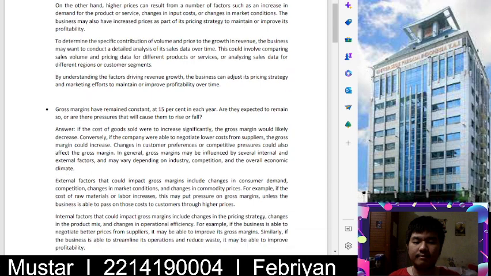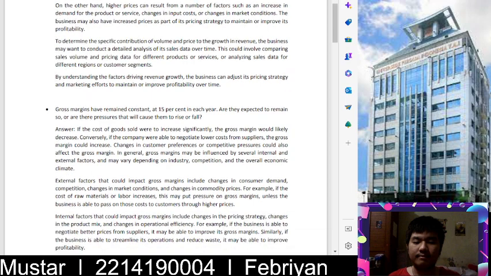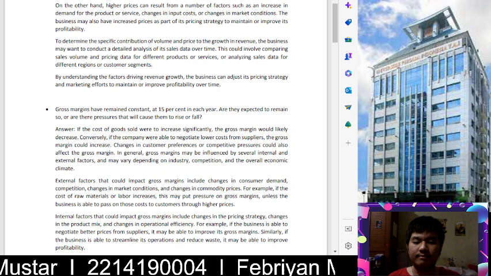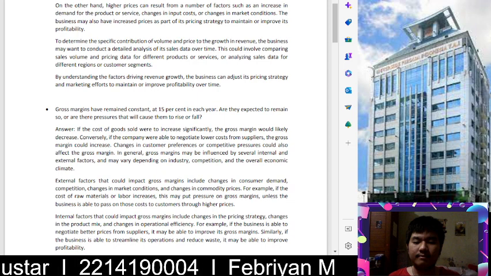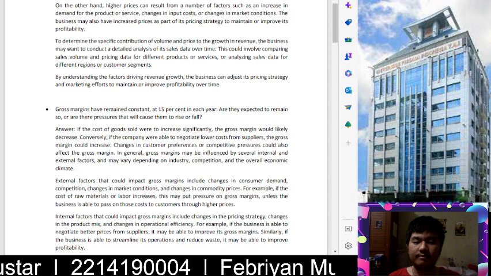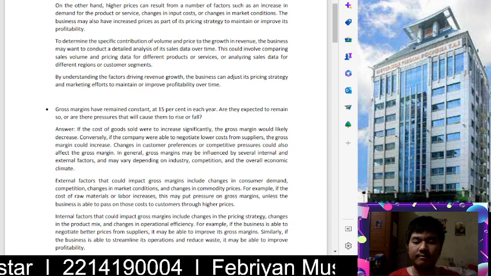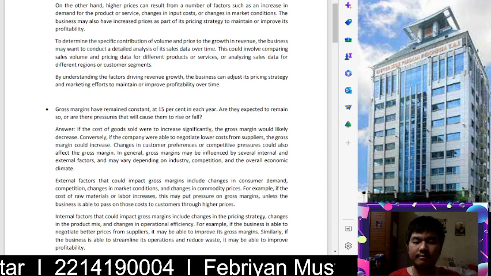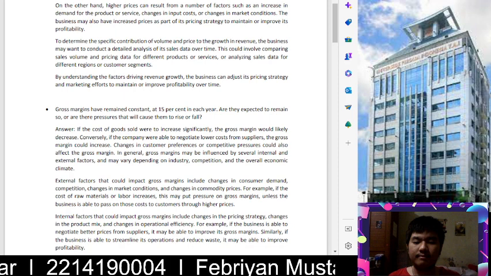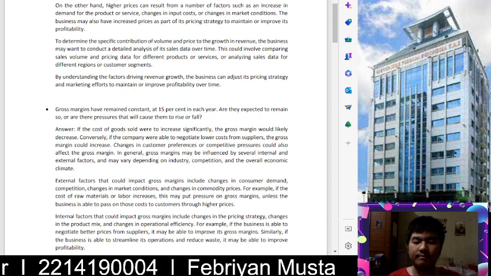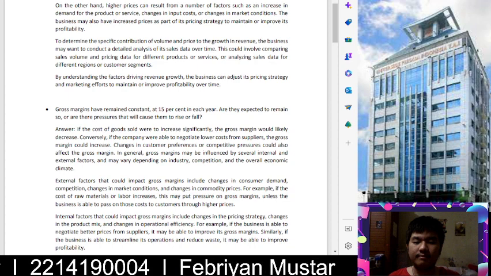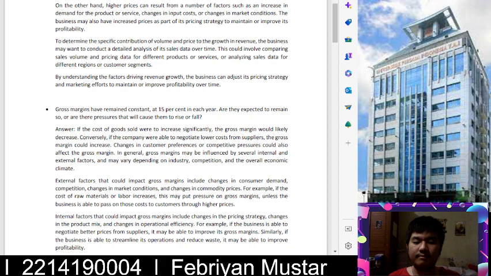The second question: gross margin has remained constant at 15% in each year. Are they expected to remain so, or are there pressures that will cause them to rise or fall?